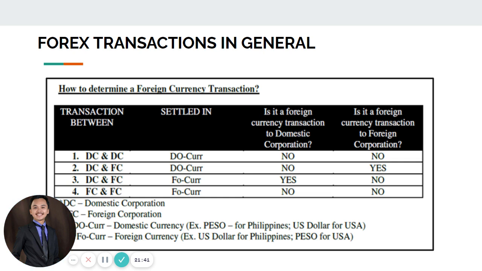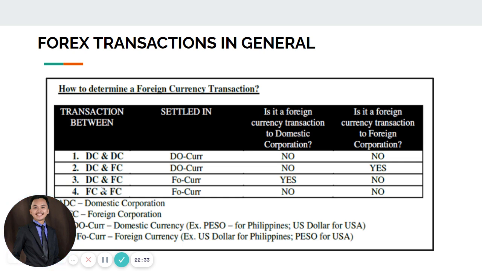Those are domestic corporations. So if there are two parties involved in a transaction and that particular transaction is settled in domestic currency, then of course, since there is no foreign currency involved, that will be considered as not a foreign currency transaction. It is not a foreign currency transaction for both domestic corporations. And of course, we don't have a foreign corporation here since both parties are domestic corporations. So in that case, it is settled in domestic currency, no foreign currency transaction.